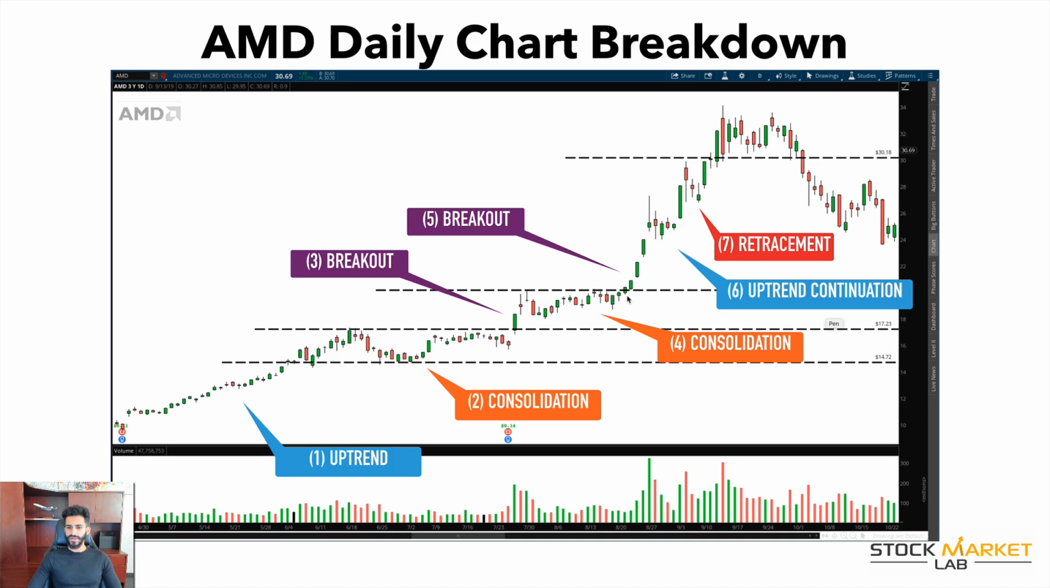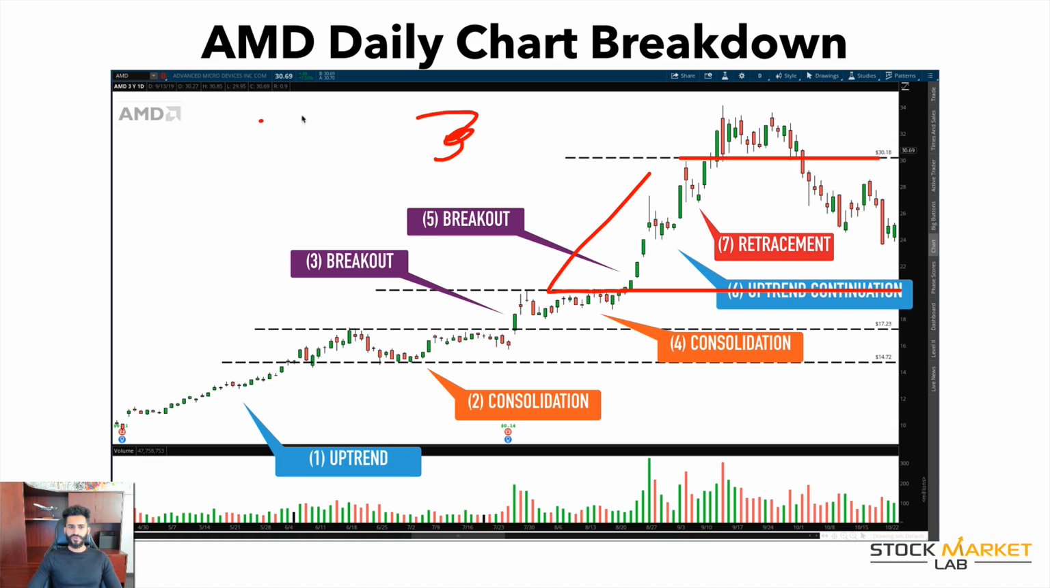Boom. Retracement. Goes up, takes a break, goes up, boom, retracement. Healthy. We want to see that. Why? Because the stock broke out from 20s, went to $30, right? So the stock moved up a little over 30%.